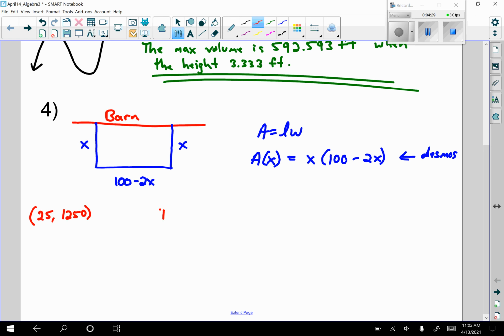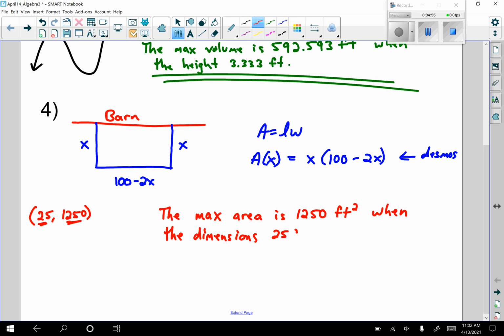So the answer is the max area would be 1,250. Again, this is given to us, our fence is in feet. So this would be square feet. Area is always square units. Now this is asking for both dimensions. So when x, which is the width, so we'll say when the dimensions are, x is 25, so we'll say 25 feet by 100 minus 2x becomes 100 minus 2 times 25, that's 50. 100 minus 50, so we get 50 feet.